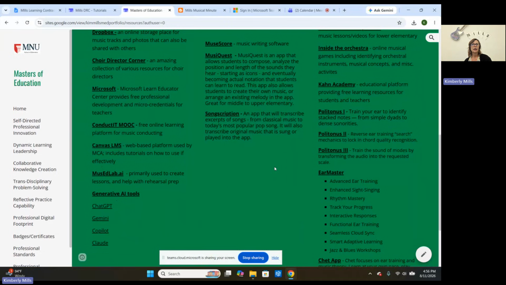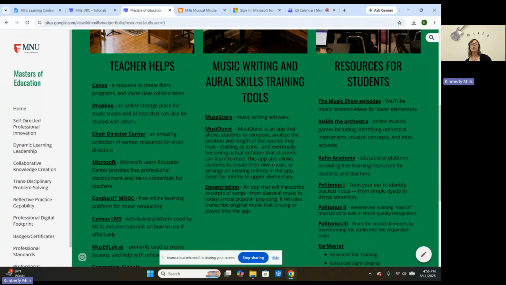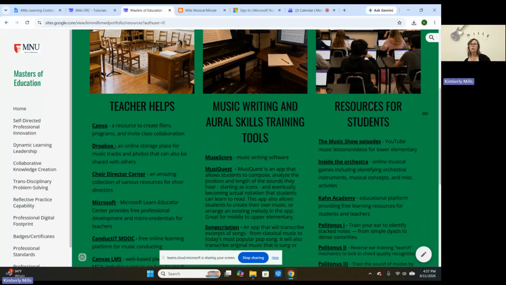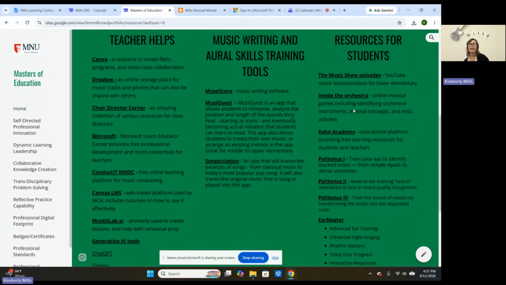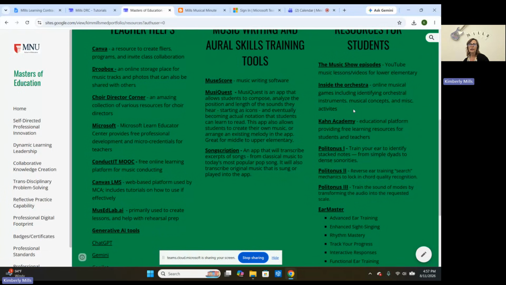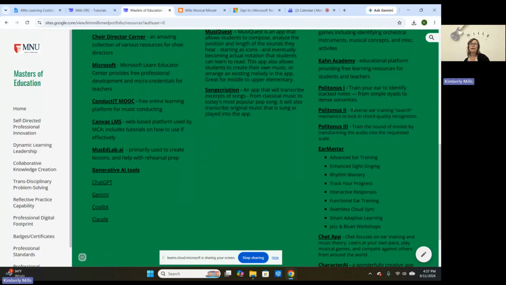Also in the middle, I have music writing and aural skills training tools. MuseScore, Music Quest is for elementary students. Songscription is one of the things that I have already connected to my Beethoven lesson. And then I have several resources for students. Some episodes from YouTube. This is one of my favorites. This Inside the Orchestra has music bingo using orchestra instruments, and they have to identify either the look or the sound of their instrument in order to get an X on their square. So super fun things. There's Khan Academy.